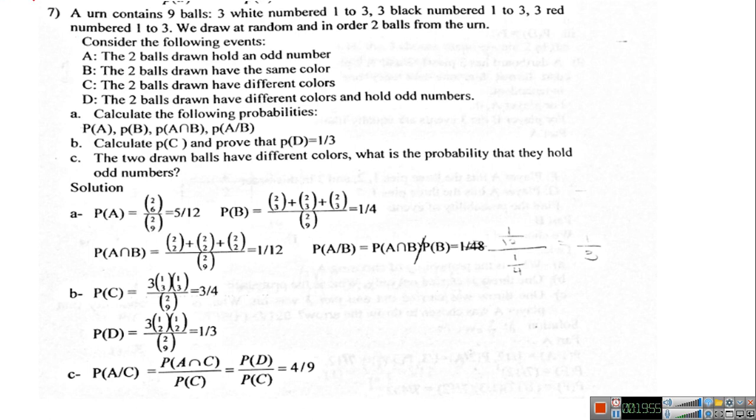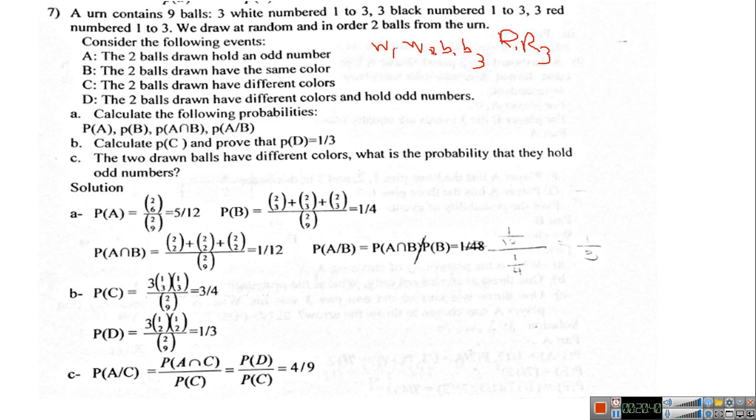Number 7. An urn contains 9 balls: 3 white numbered 1, 2, 3, 3 black numbered 1, 2, 3, 3 red numbered 1, 2, 3. We draw at random and in order 2 balls from the urn. Calculate the following probability: the 2 drawn balls hold an odd number. So here, how many odd numbers do I have? I have W1 and W3. Same, I have B1, B3. Same, I have red 1, red 3. I want 2 out of these. So how many balls do I have? I have 6. I want 2.